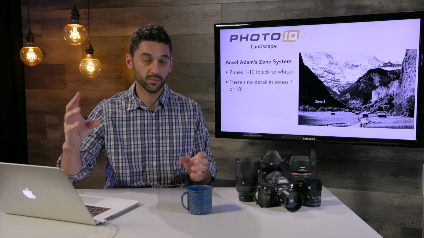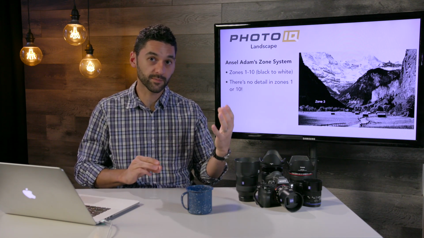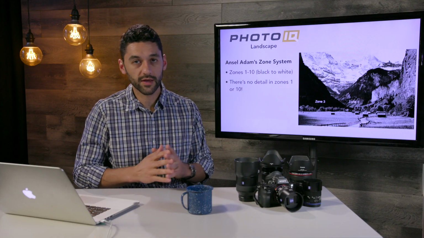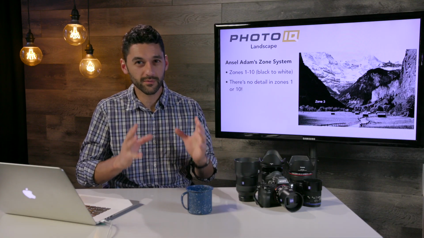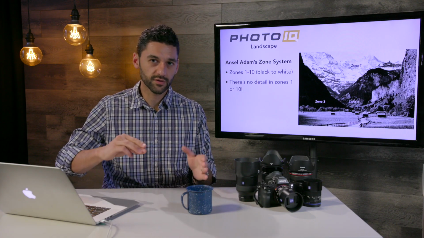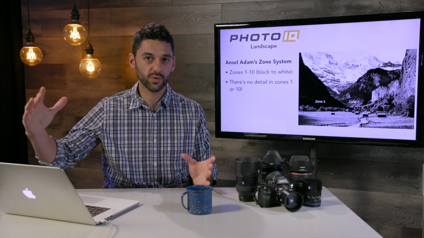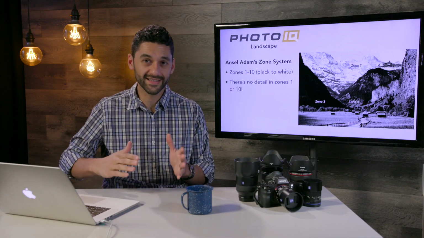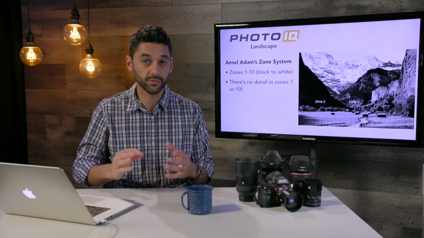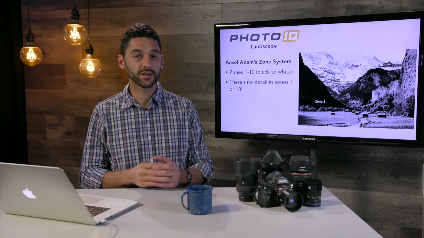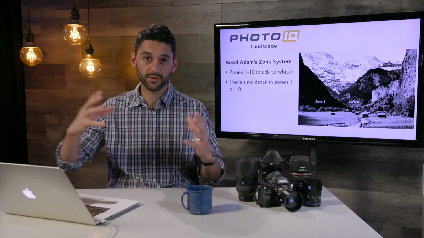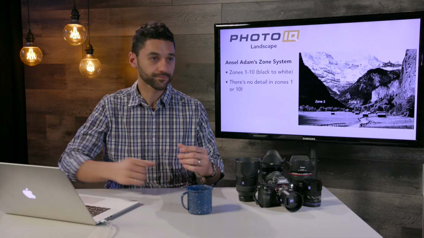If something's perfect white, there's no detail. If it's perfect black, there's no detail there either. Now you definitely want to try to avoid including zone 1 and 10 in your image. You want to try to compress everything between 2 and 9, and more ideally between, say, 3 and 8 or 3 and 7. That would definitely compress that information into a more visible spectrum.